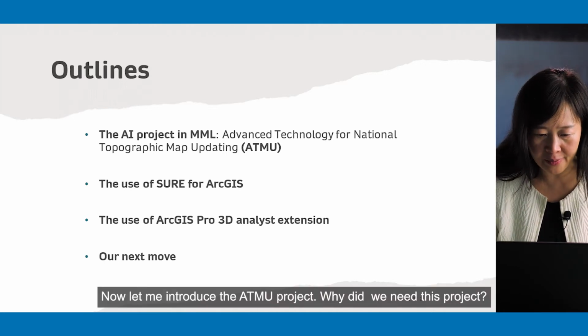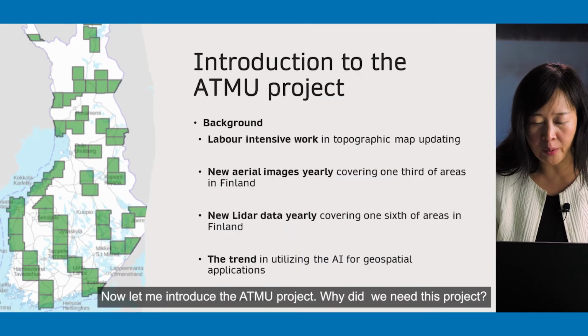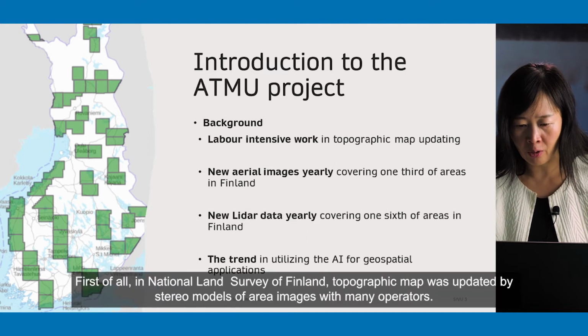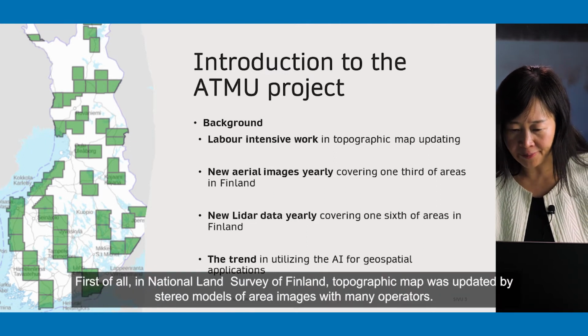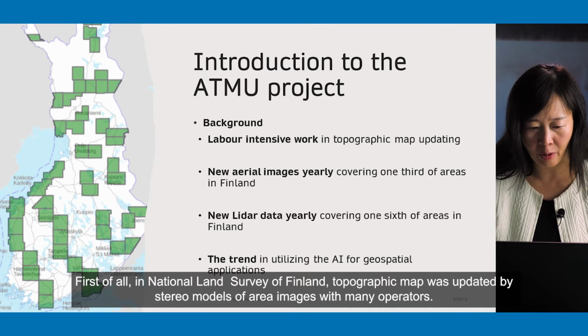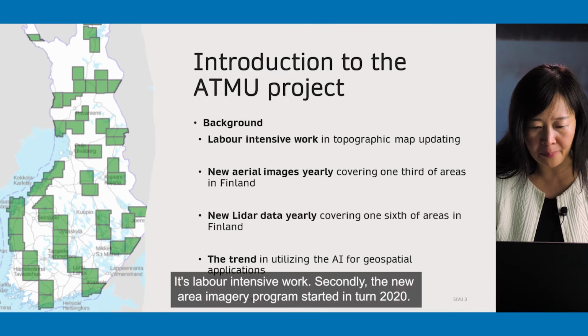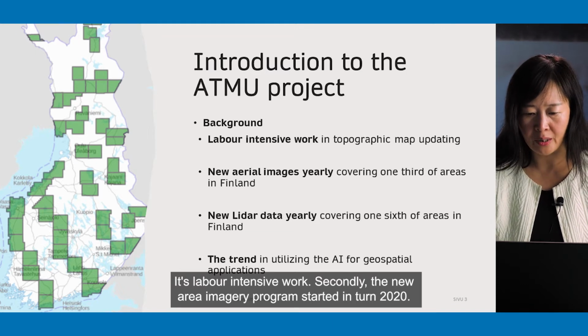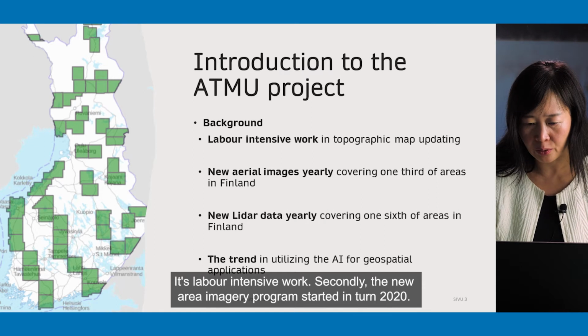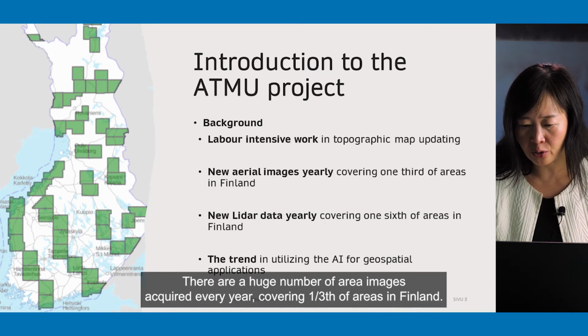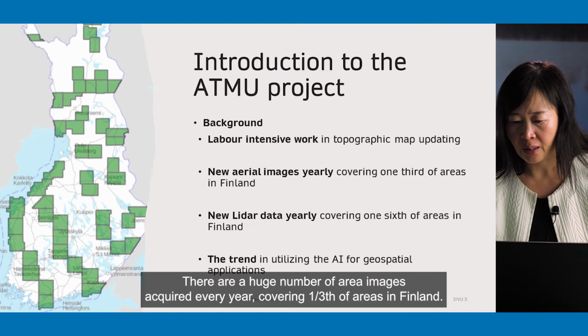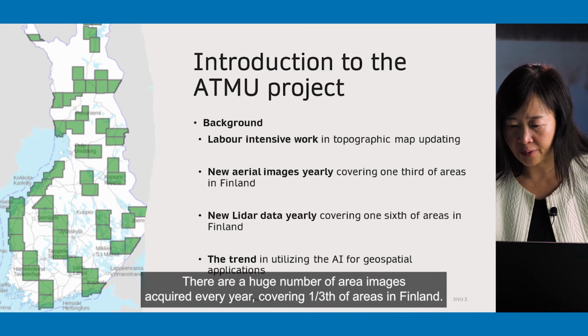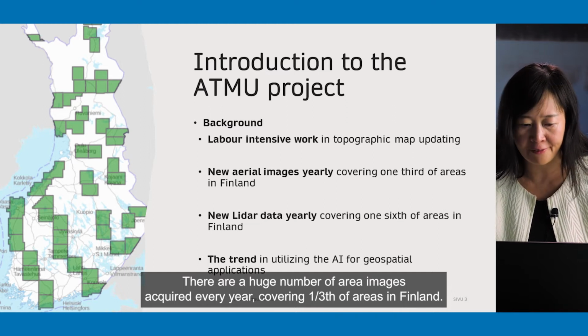Now, let me introduce the Autumn project. Why did we need this project? First of all, in National Land Survey of Finland, topographic map was updated by stereo models of aerial images with many operators. It's labor intensive work. Secondly, the new aerial imagery program started in 2020. So there are a huge number of aerial images acquired every year, covering 1/3 of areas in Finland.